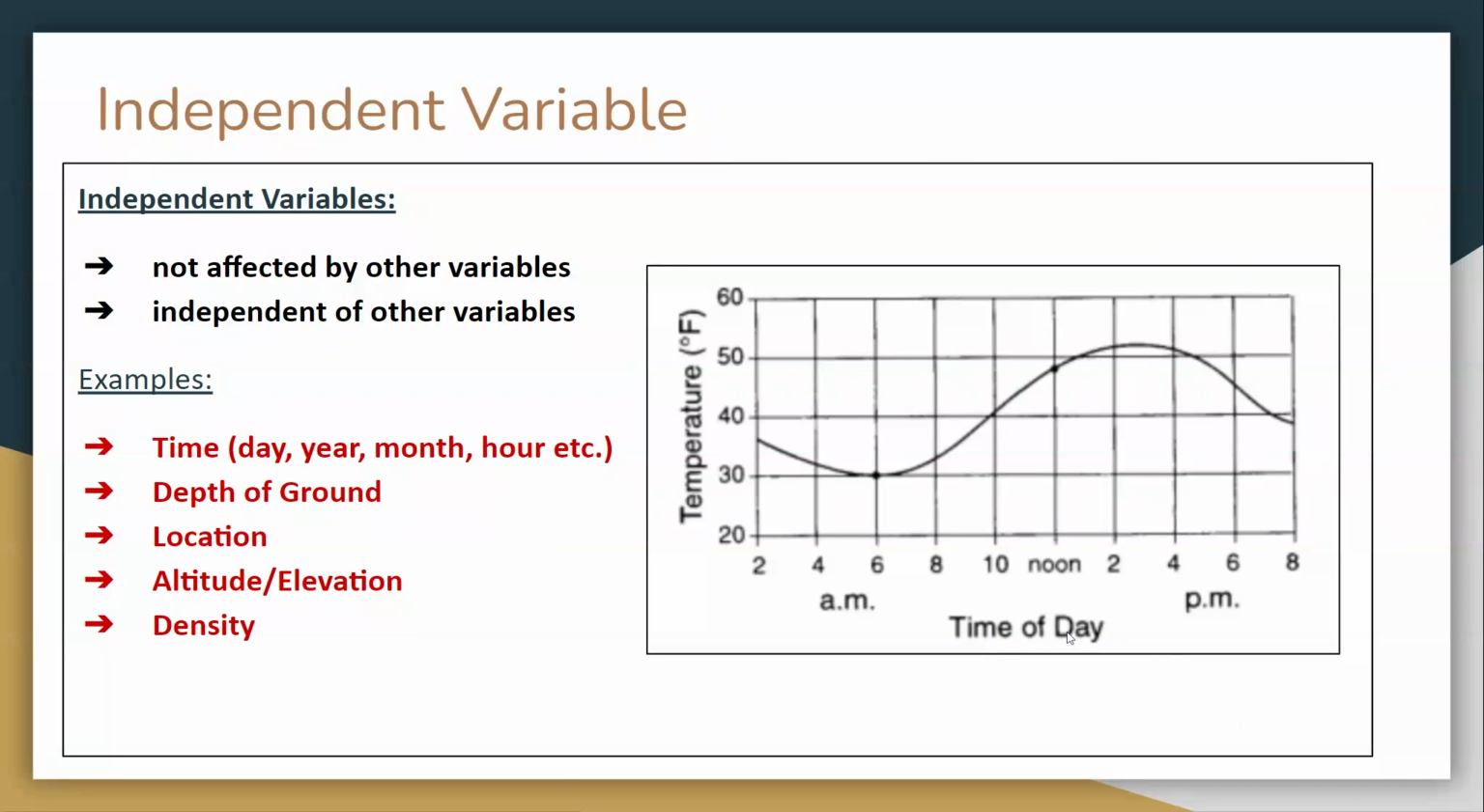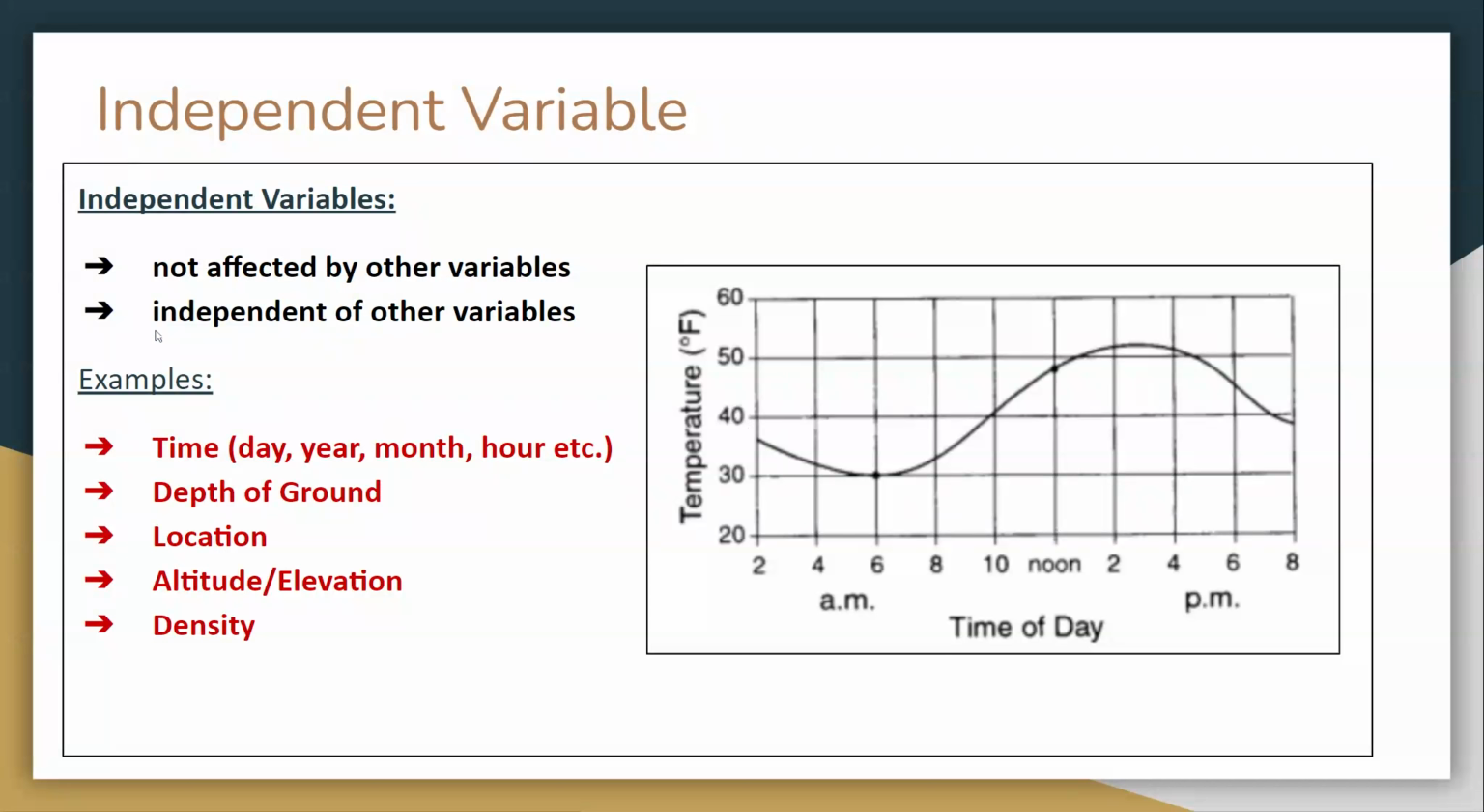Notice that the x-axis has a variable, which is time of day, and then the y-axis has a variable, which is temperature. They're both changing within the graph, and based on the line, we can see what type of relationship they may have. So independent variables are not affected by other variables. They are independent of other variables.